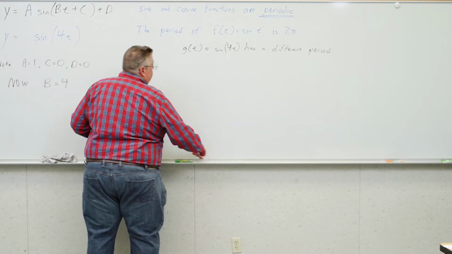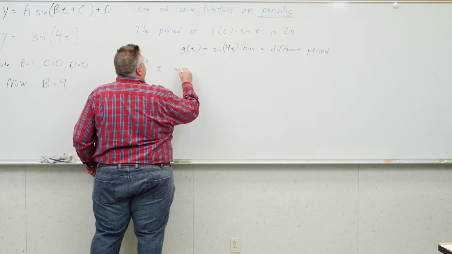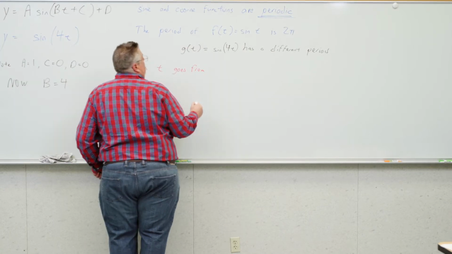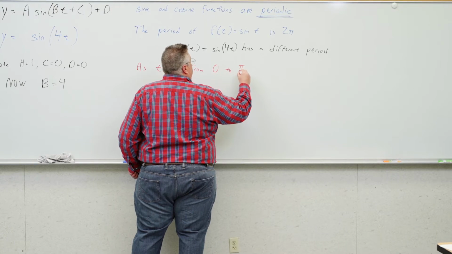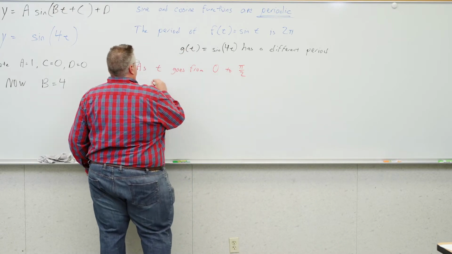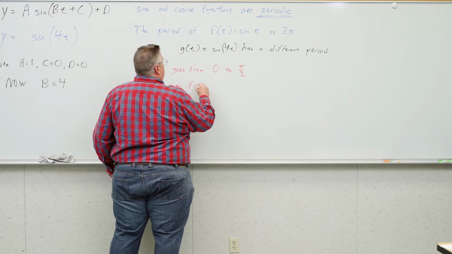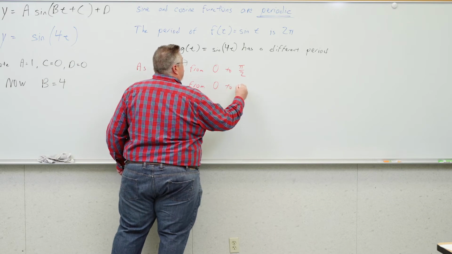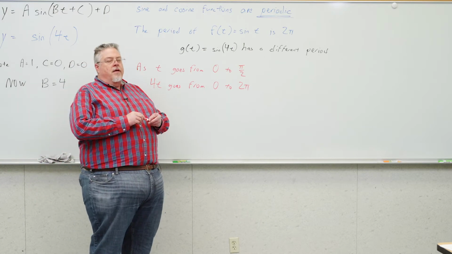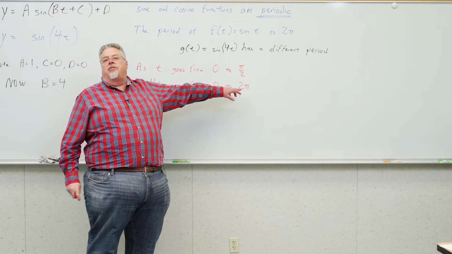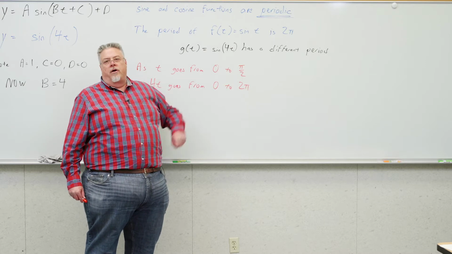Note here, as t goes from 0 to pi over 2, 4t goes from 0 to 2 pi. What does that mean? That means we don't have to go from 0 to 2 pi to complete a cycle. We only need to go from 0 to pi over 2.